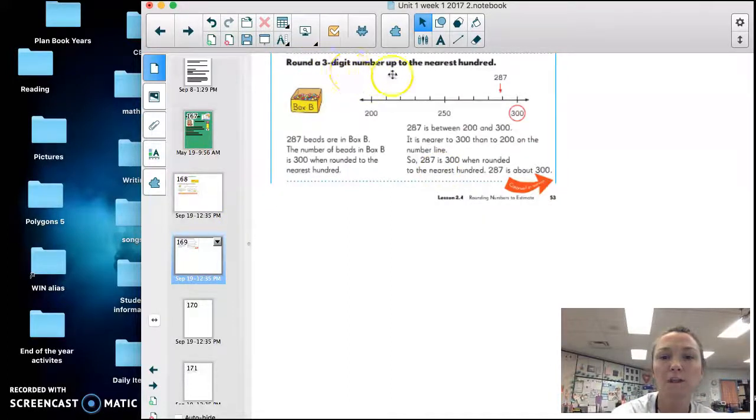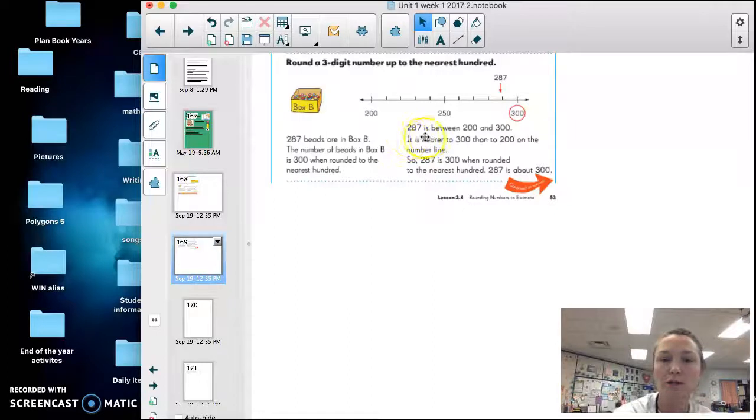Rounding a three-digit number to the nearest hundred. This box has 287 beads in box B. The number of beads in box B is 300 when rounded to the nearest hundred. There's my middle mark again. 250 is right in the middle. If it was lower than that, we would round to 200, but because 287 is higher than that, we are going to round to 300.